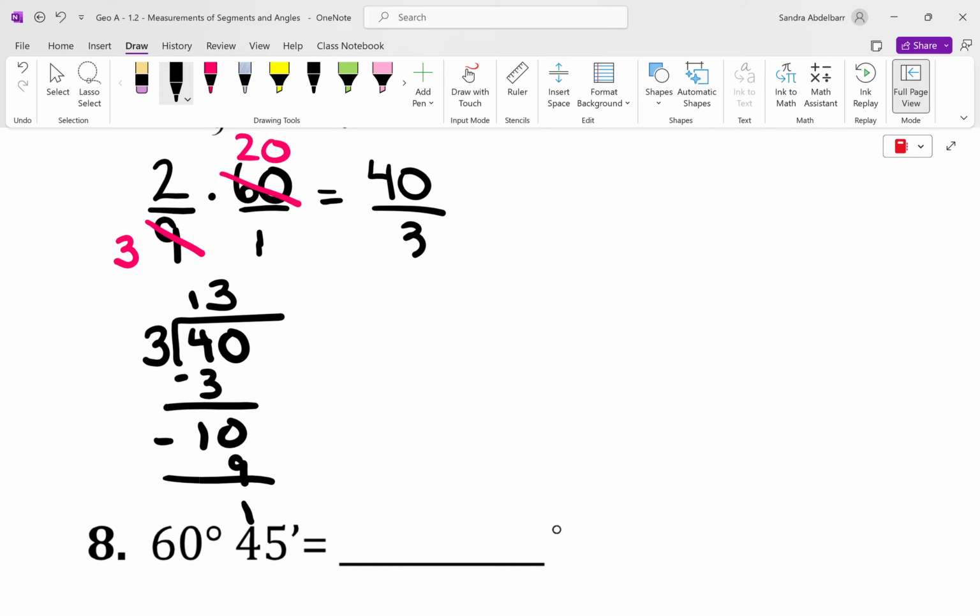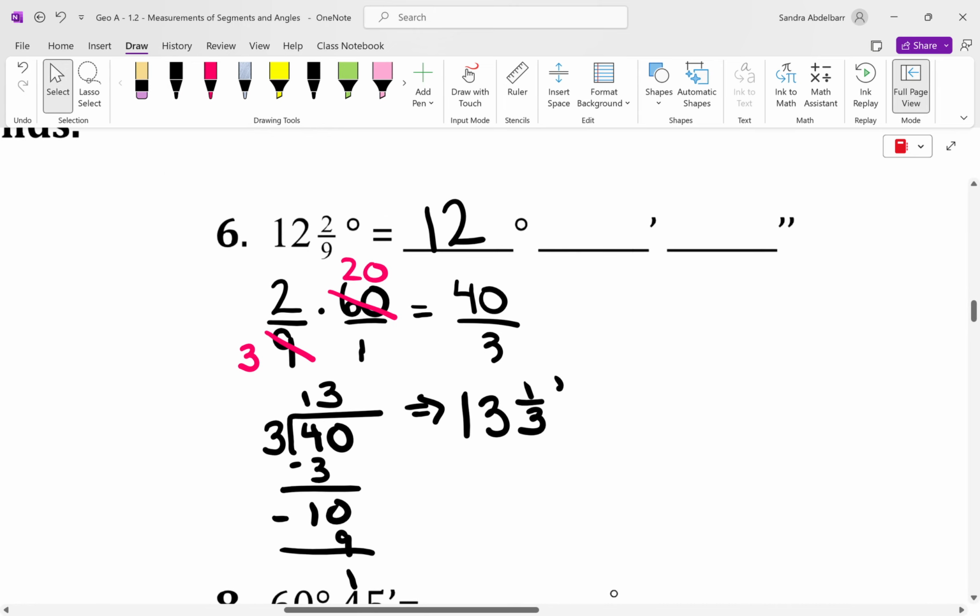All right, 10 minus 9 is 1. Do we all agree that's our remainder? Our remainder is 1. But how do I make this into a mixed number? It's 13 and 1 what? We put the 1 over the number on the outside, right? So this is going to be 13 and 1/3 minutes. You guys remember that? I've seen a lot of blank stares.